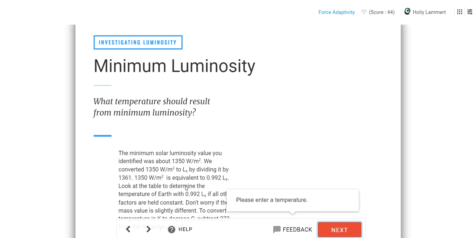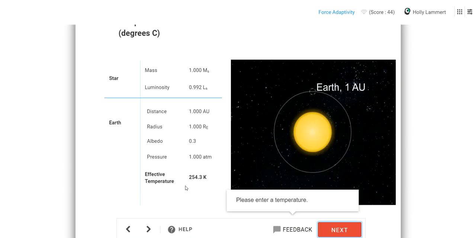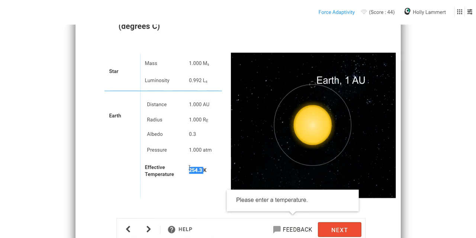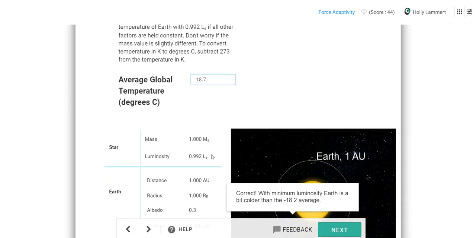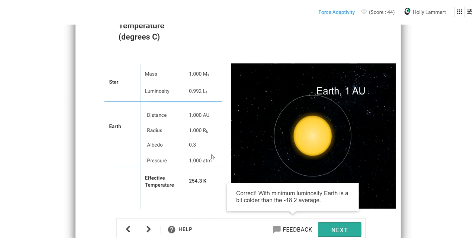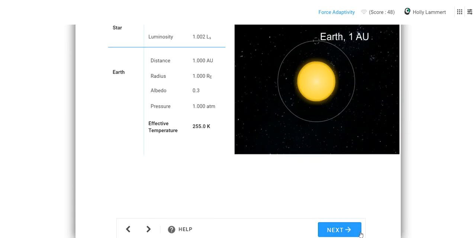And now let's look at the minimum. So take this number. Okay, and then enter in 18.7, it's the calculation, and that is a little bit lower with the minimum, which makes sense. Less light coming in from the sun.